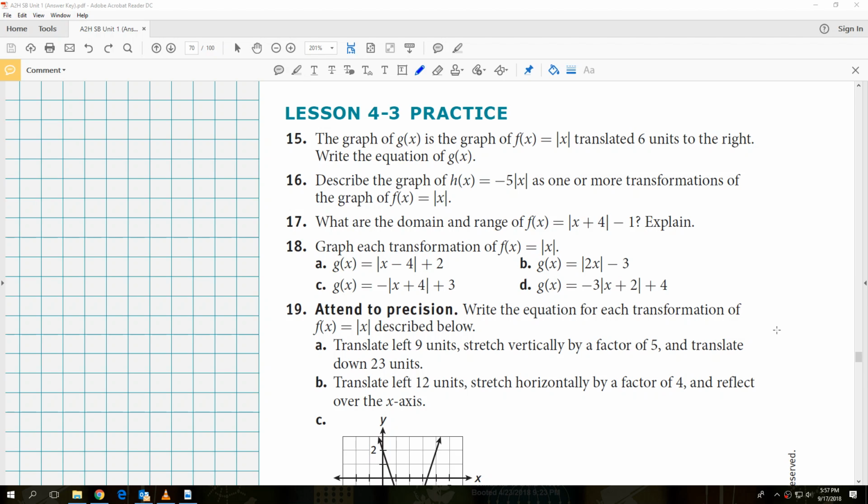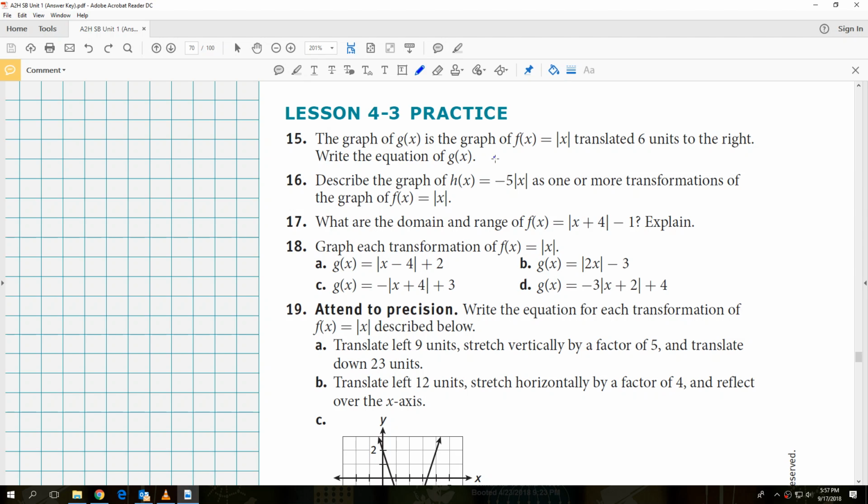Okay, so this is lesson 4-3 practice, and this should go pretty quick. Number 15, the graph of g of x is the graph of f of x equals absolute value of x, but it's translated 6 units to the right. Write the equation of g of x.